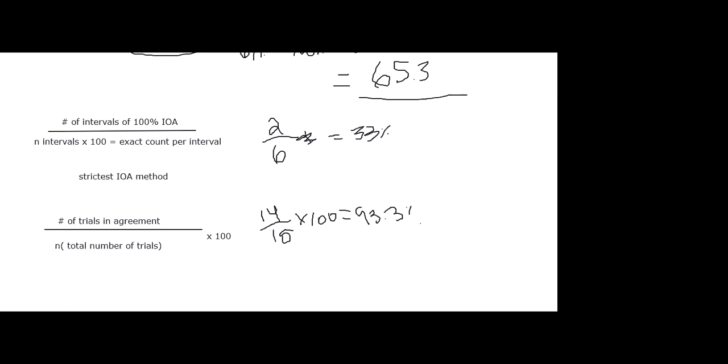This is how I memorized this formula. Trial by trial and exact count, not total count, both give you the total number of agreed intervals divided by the total number of intervals. So that's how I remember that these two formulas are the same, exact count and trial by trial. It's just the name change. Exact count has the number of intervals, trial by trial has the number of trials. But it's exactly the same formula.